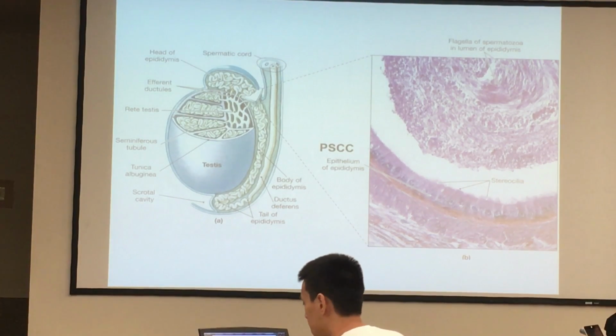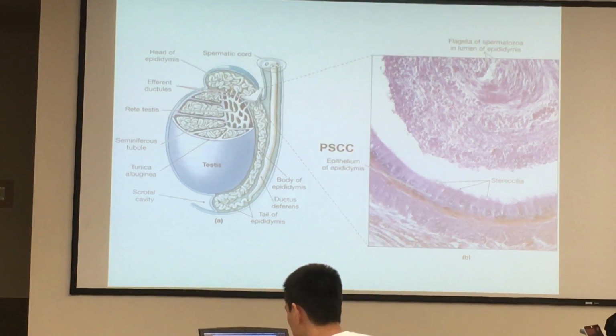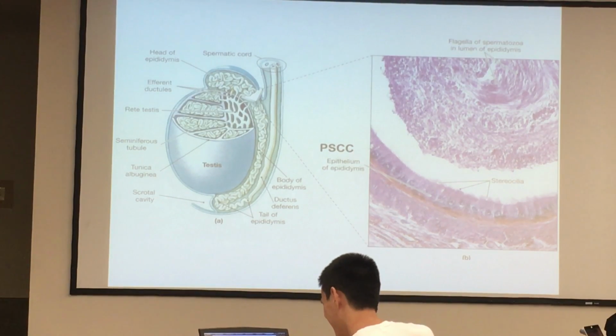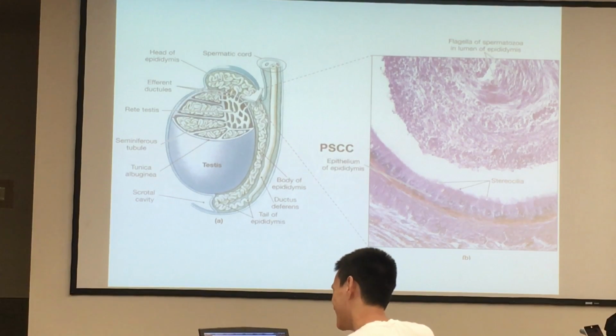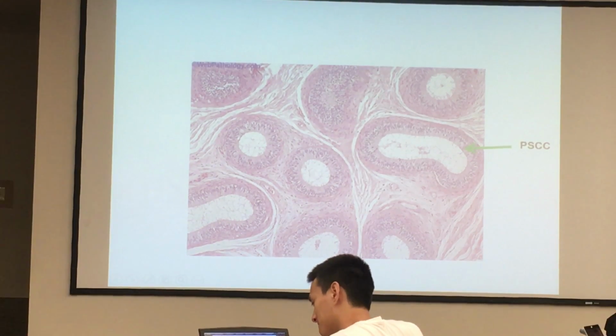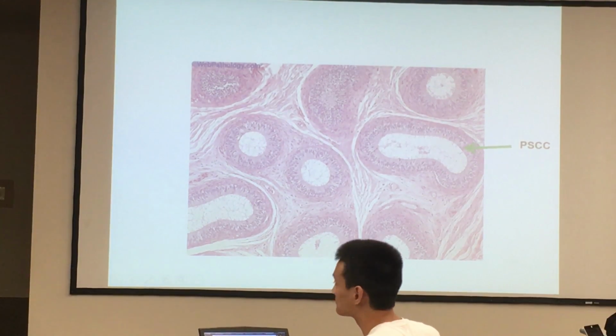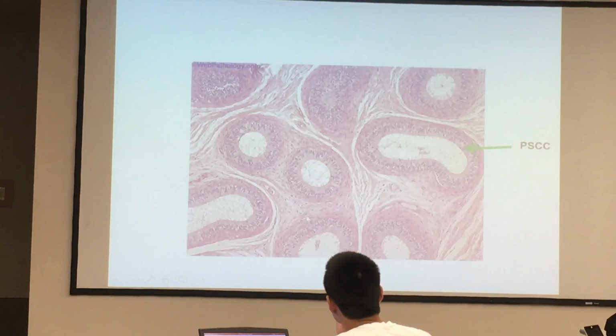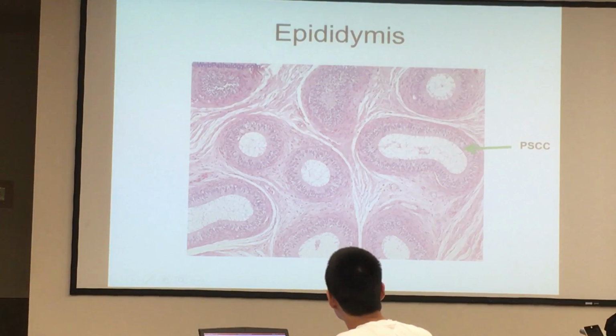In the test, I'll maybe ask you where we can find this stereocilia. Your answer is epididymis. This one looks like this on the slide. It's from all the way from the head to the tail. Then I will ask you to look at the slide.